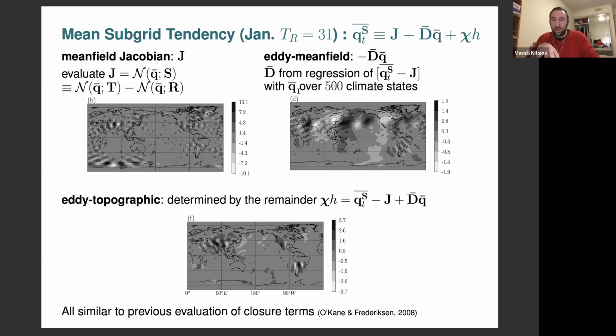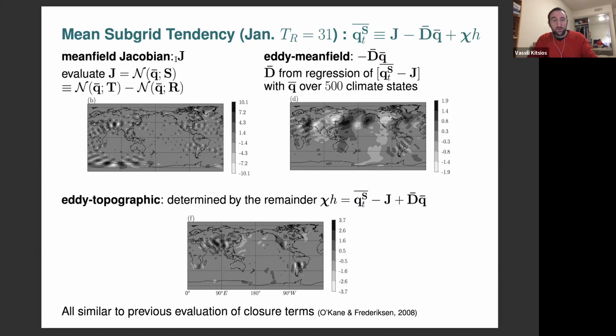And we've done this over 500 different windowed climate states. And as it turns out, the Eddy mean field term, this D bar times Q bar, has these blocking type structures in the Northern Hemisphere. So it's quite interesting, I think. But for me, I think the most interesting result here is the Eddy topographic force.